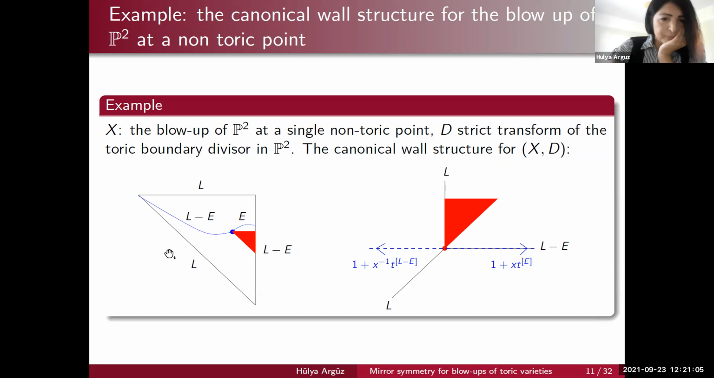And then, apologies, I do want to also keep track of the A1 curves. That's the additional data I need to define a wall structure. So I have two A1 curves. Exceptional curves are always A1 curves. They always touch a toric boundary at one point. So I encode this data by saying that I add an additional blue ray on top of the ray of the fan of this P2. And I add this additional wall crossing function given by 1 plus x t to the class of this curve.